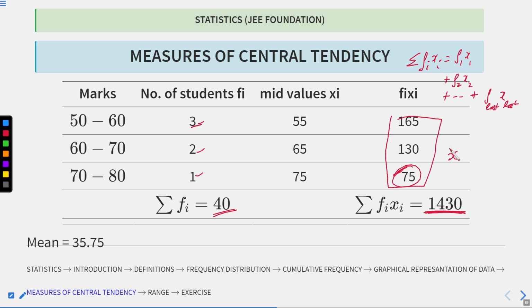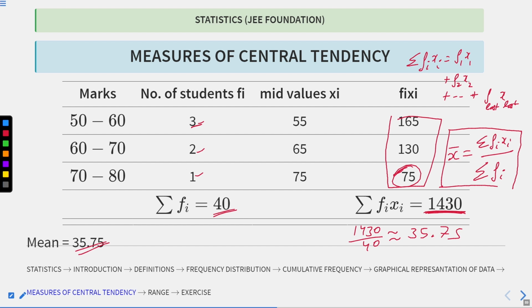And to find out the mean, we have our formula: the sum of fi xi divided by the sum of fi, which is 1430 divided by 40, which will be 35.5. So this is my mean. I hope this is clear. So we use nothing but the formula. The important element is this formula to find out the mean of ungrouped data. Okay, so let's move next.